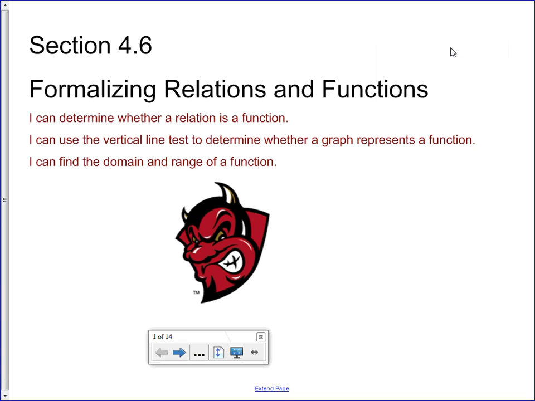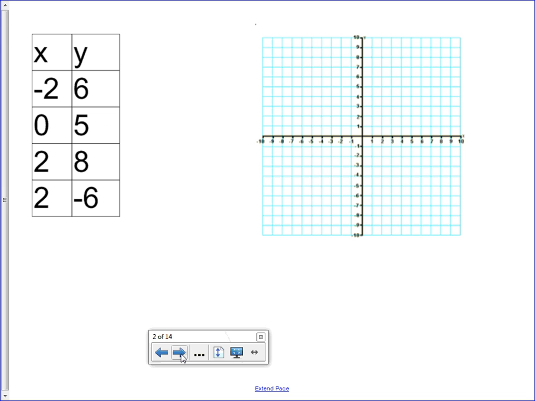Okay, so today we're looking at section 4.6, which is formalizing relations and functions. Hopefully by the end of this video you can say that I can determine whether a relation is a function, I can use a vertical line test to determine whether a graph represents a function, and I can find the domain and range of a function.